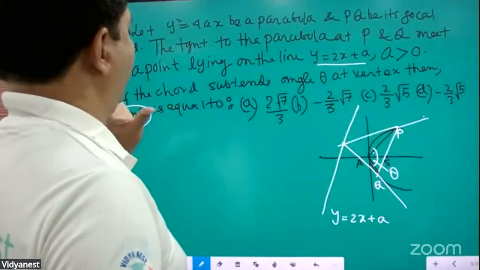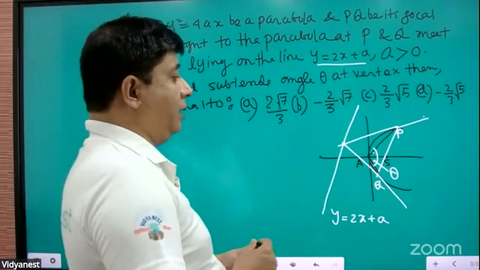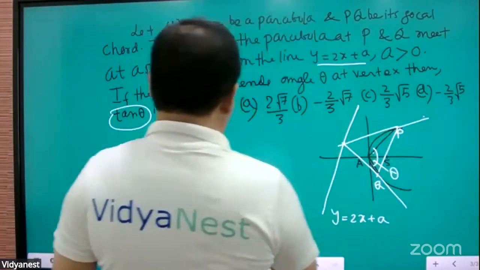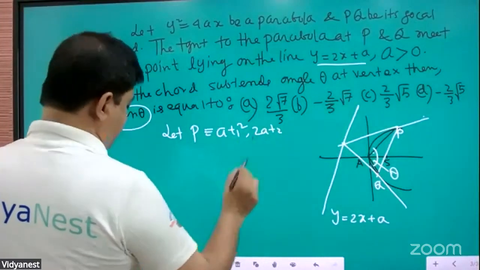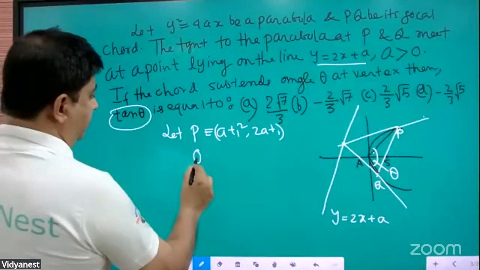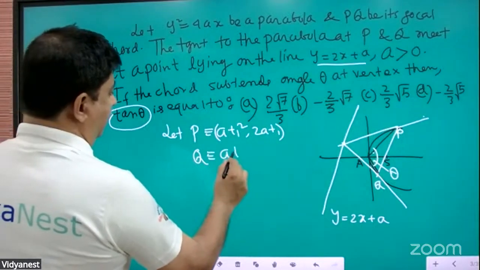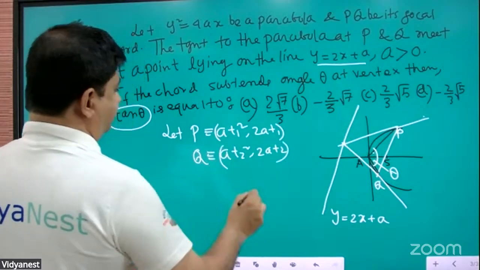So, straight approach. I will pursue the sum with the assumption of parametric form. Let point P be (a t1 square, 2a t1), parametric form. And Q be (a t2 square, 2a t2).